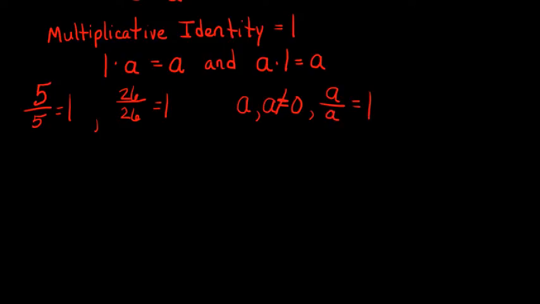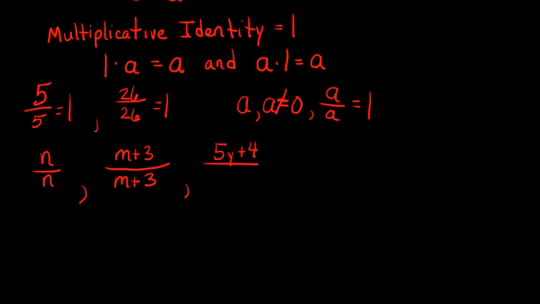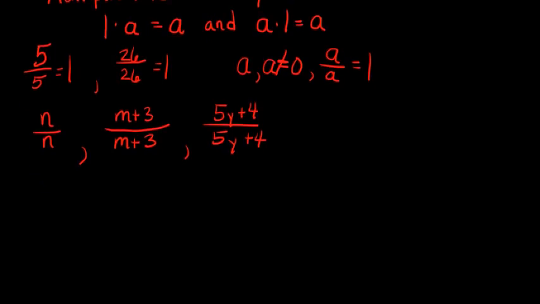So algebraic expressions like this, n divided by n, equal 1. m plus 3 over m plus 3 equals 1. And maybe something fancier, 5y plus 4 over 5y plus 4 equals 1. And because of this, we can use this identity property in multiplication to write equivalent fractions.